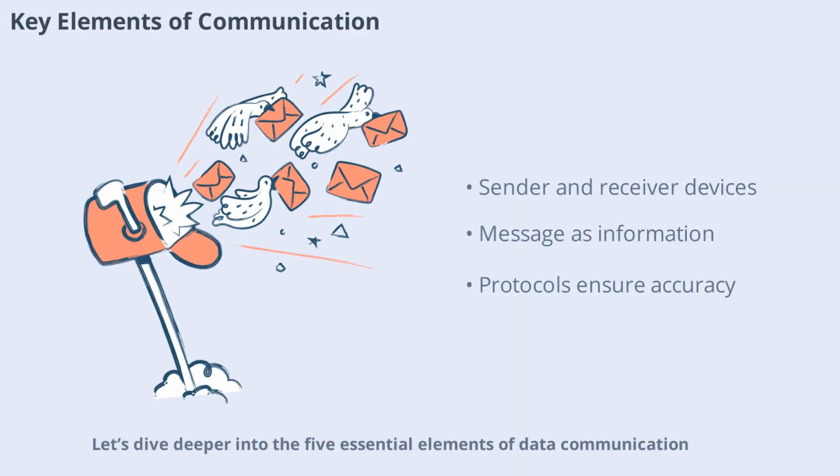Let's dive deeper into the 5 essential elements of data communication. The sender is the device that creates and sends the message, while the receiver is the device that accepts it. The message is the actual data or information being transmitted. The transmission medium is the physical path, like cables or radio waves, that carries the message. Finally, the protocol is a set of rules that ensures the message is sent and received correctly. Together, these elements guarantee that data is delivered accurately, securely, and promptly, forming the backbone of all digital communication.